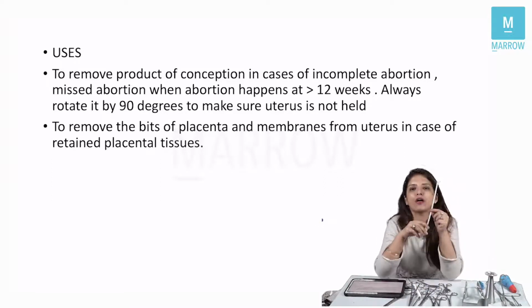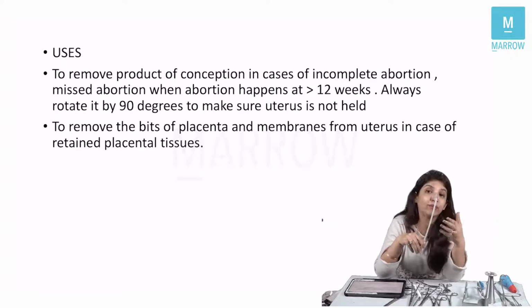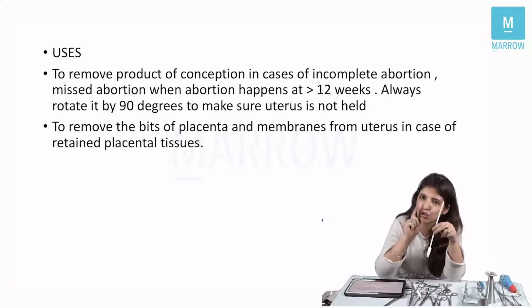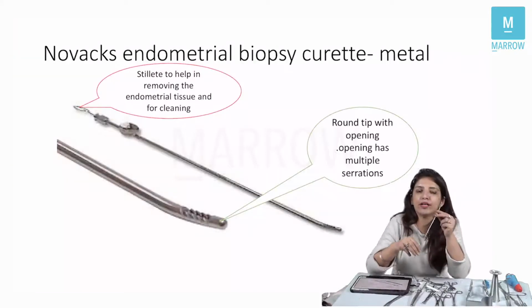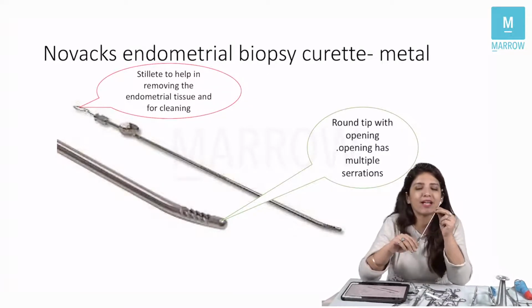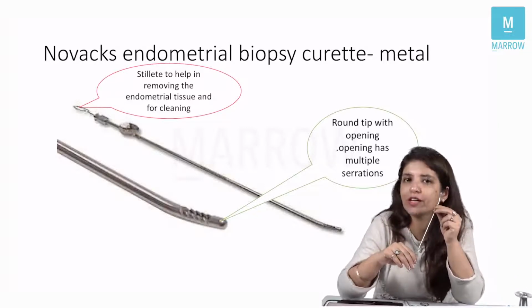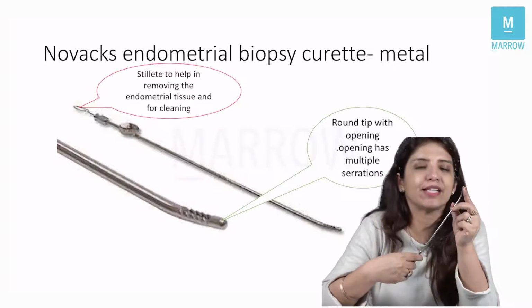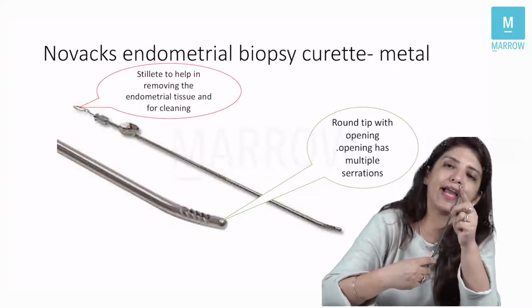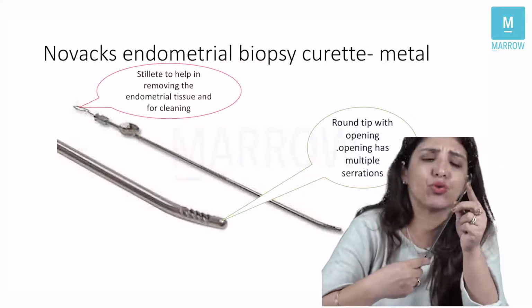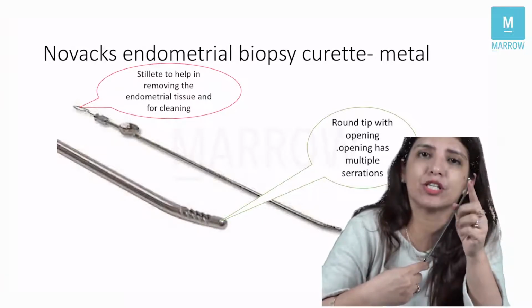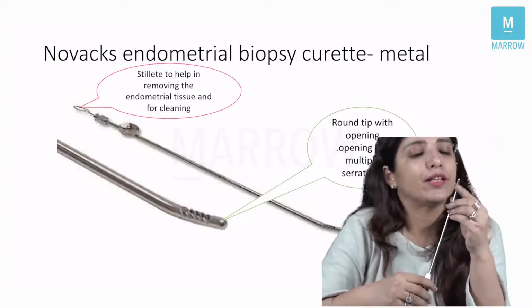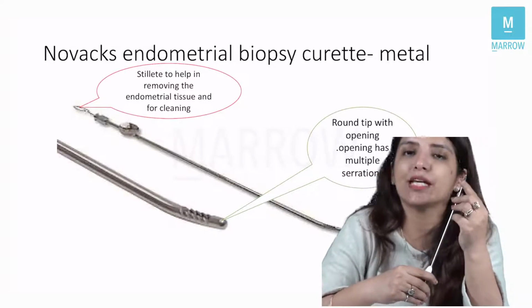As I told you, Karman's cannula can be used for doing endometrial biopsy, but that's not the best instrument. This over here in my hand is Novak's endometrial biopsy curette. The identifying features of this Novak's curette: if you see the distal end, it has a curve, an angulated, smooth angle which is going up. So the distal tip is curved upwards.